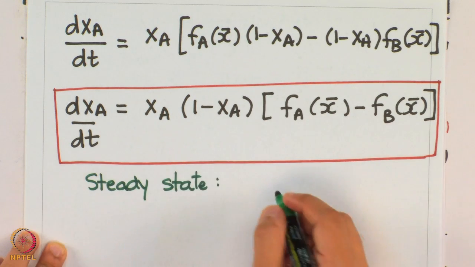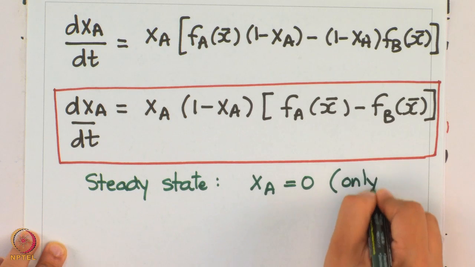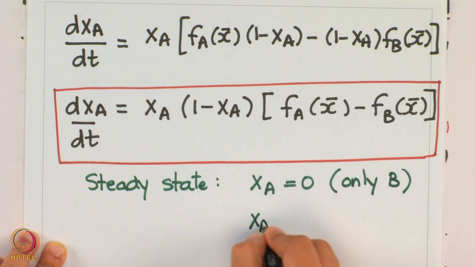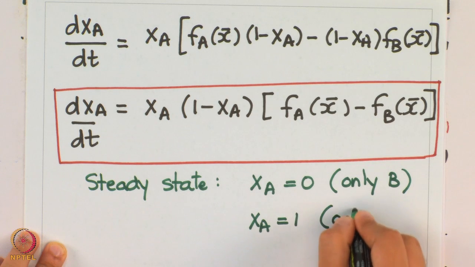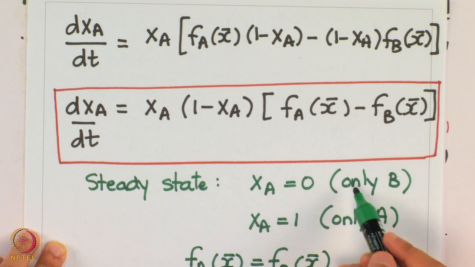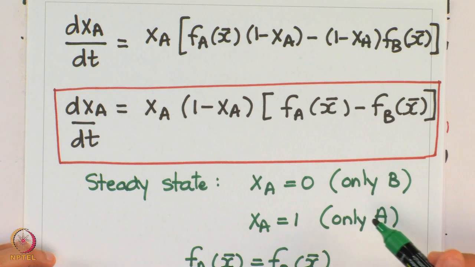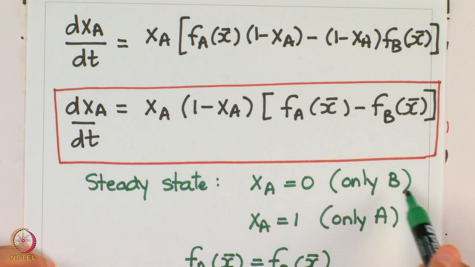What are the steady states of this system? And steady state, by just looking at this, we can tell is equal to x A equal to 0, which means that it's only B in the environment, or x A equals 1, which implies that there is only A in the environment, or any such composition such that f A of x is equal to f B of x. What we mean by that is these are the two compositions of the environment where dx A by dt is equal to 0, but these are intuitive in the sense that this particular value x A equal to 0 is talking about the case where there is only B in the environment, and x A equal to 1 talks about the case where there is only A in the environment.